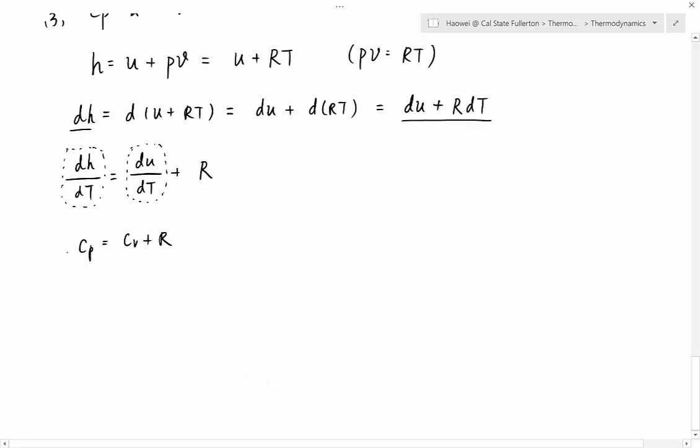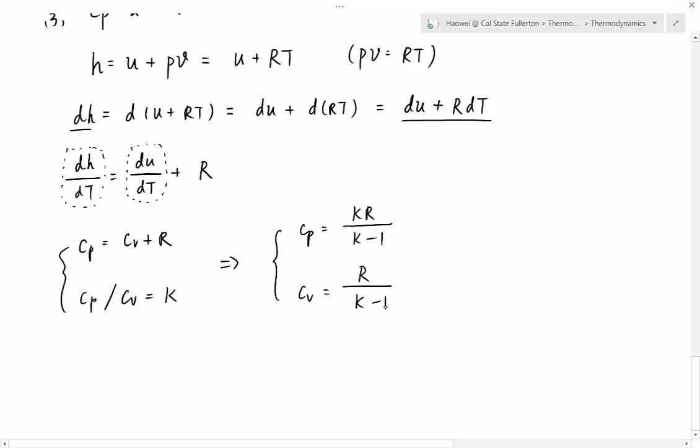Okay, and next we introduce another one. We introduce Cp over Cv and we give it a name. We call it k. k is the ratio of the two specific heats and is defined as Cp over Cv. So now with two unknowns, Cp and Cv, we have two equations. So now we can solve for Cp and Cv. Cp can be rewritten as k times R over k minus 1. Cv will be equal to R over k minus 1.